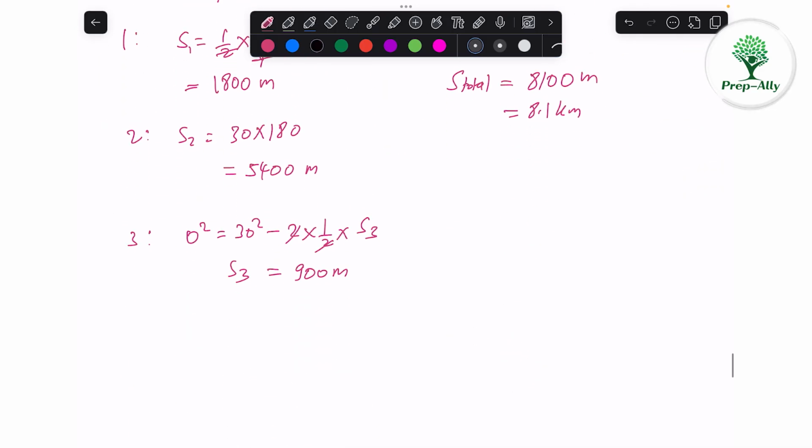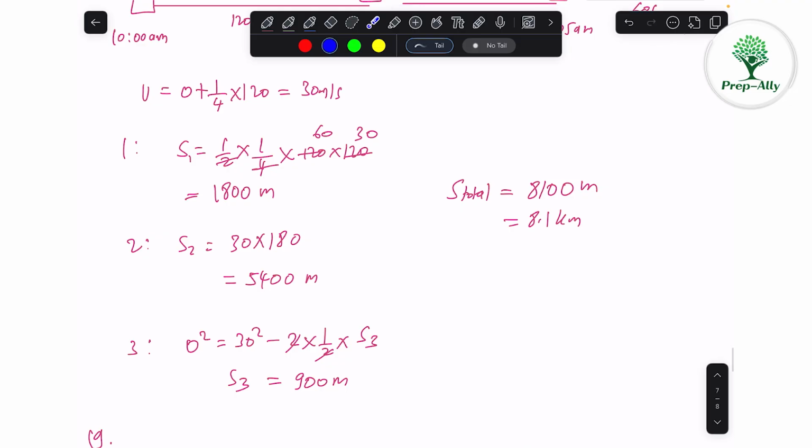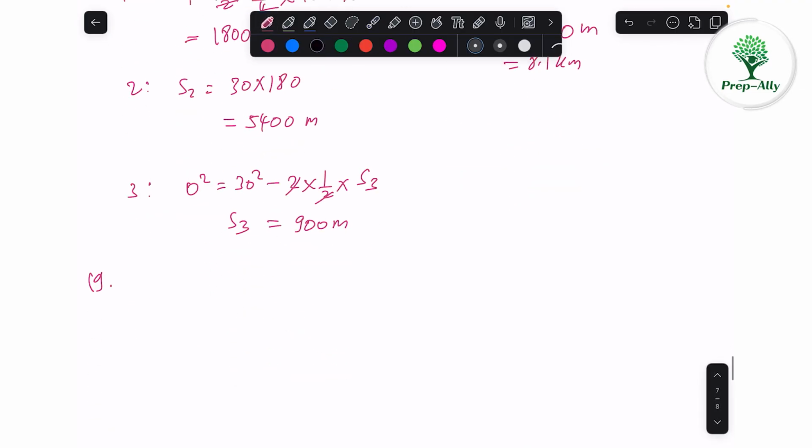Now 19th question asks that the distance traveled by car with constant speed is what? So it is s2, which is equal to 5400 meters, so 5.4 kilometers. So option number C is correct for 19th.